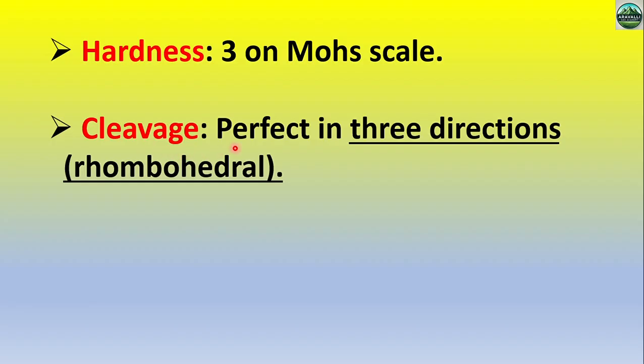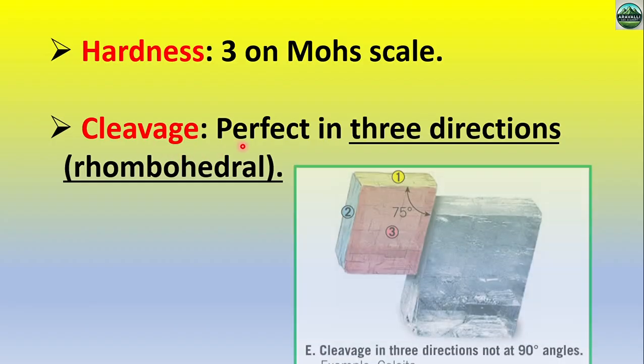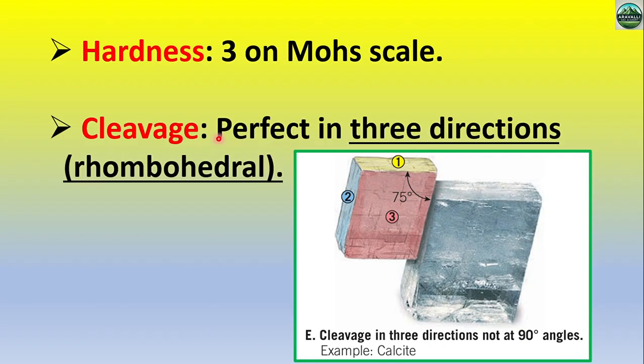Now, cleavage is very important in calcite. The cleavage is perfect in three directions, and this cleavage is known as rhombohedral cleavage. This is one direction, then the second direction, then the third direction. So the cleavage is in three directions, not at a 90-degree angle. This type of cleavage is present in calcite. So remember, cleavage in calcite is in three directions, but not at a 90-degree angle.